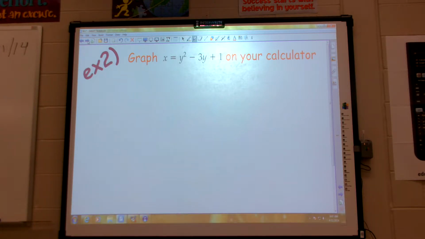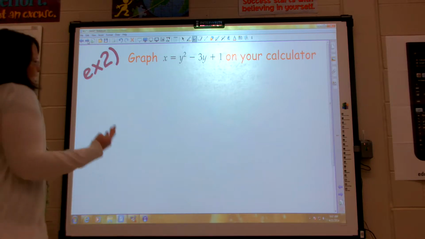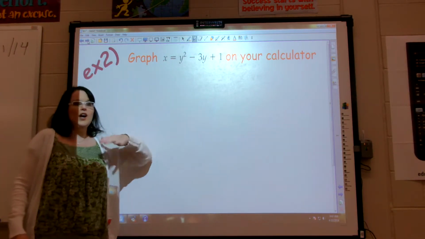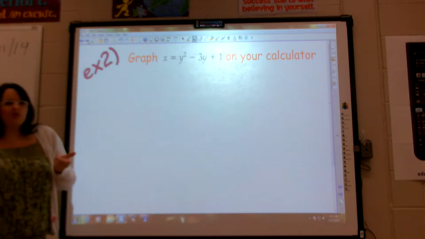Now, you could complete the square. How many of you remember that? Most people don't remember completing the square, and it's unnecessary work because we can use parametric equations. If I have two y's there, I can't get it by itself. I have to use a calculator.